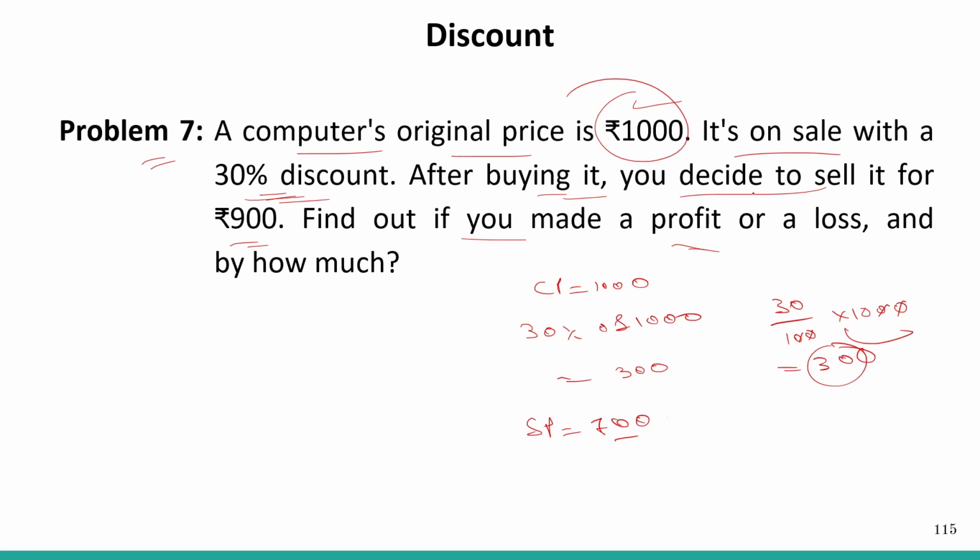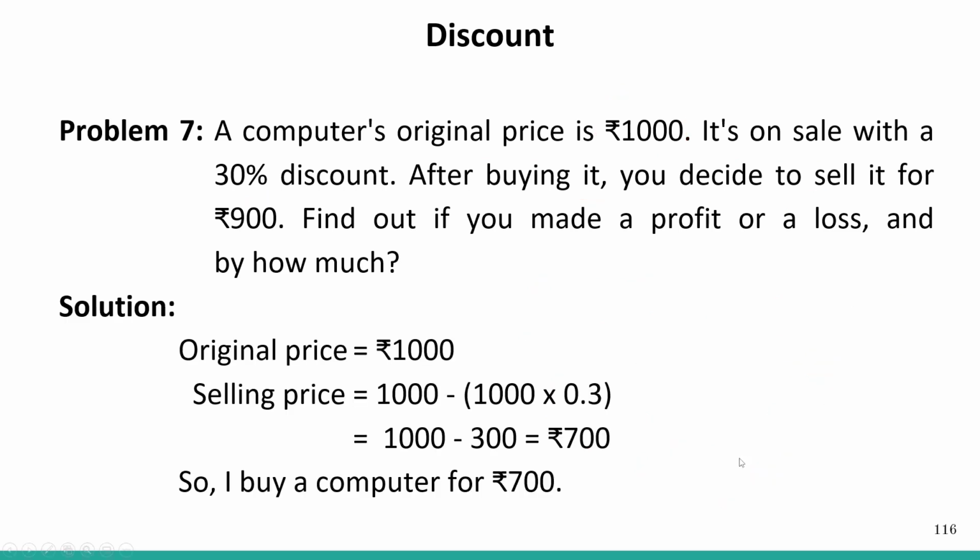So after buying it, I wanted to sell it for 900. So I'm selling it for 900. So the difference is what? 200 rupees, because 900 minus 700 equals this much. And this much by 700 into 100 will give me the profit percentage. So it will be 200 by 7 in terms of profit percentage. The amount of profit made will be 200, but the percentage will be 200 by 7.